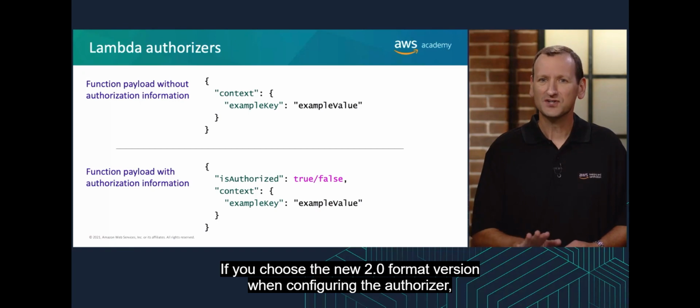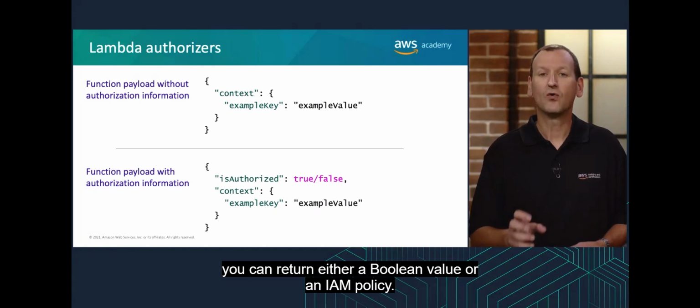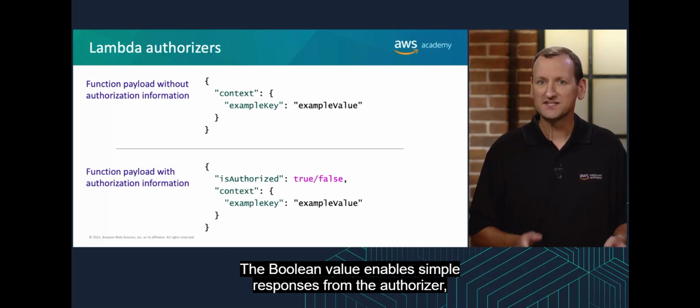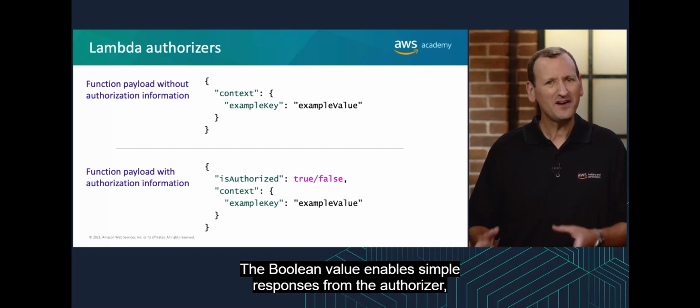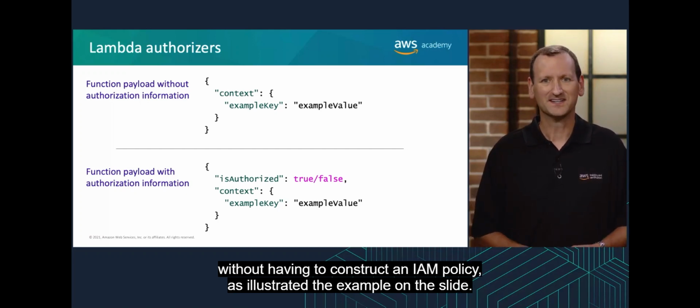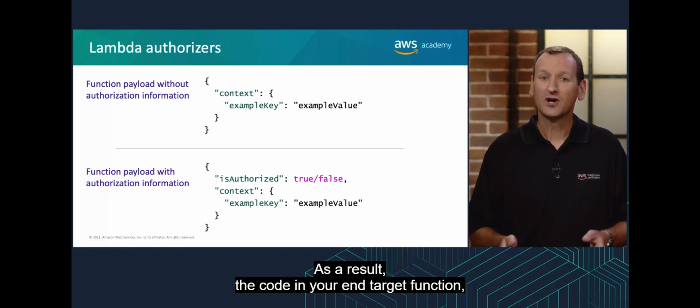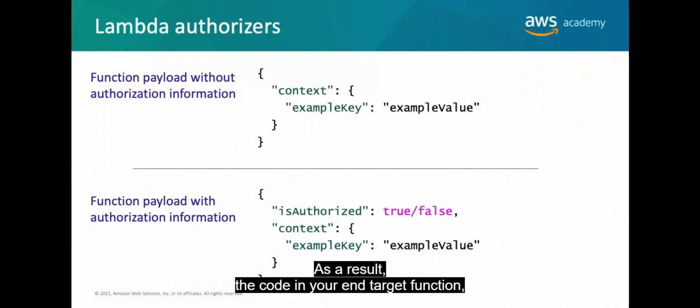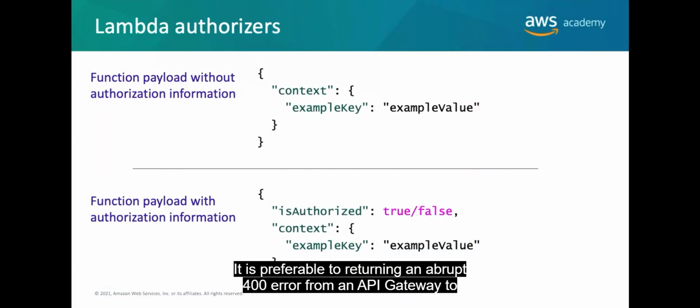If you choose the new 2.0 format version when configuring the authorizer, you can return either a Boolean value or an IAM policy. The Boolean value enables simple responses from the authorizer without having to construct an IAM policy, as illustrated in the example on the slide. As a result, the code in your end target function can more gracefully handle a rejection, which is preferable to returning an abrupt 400 error from API Gateway to the client.